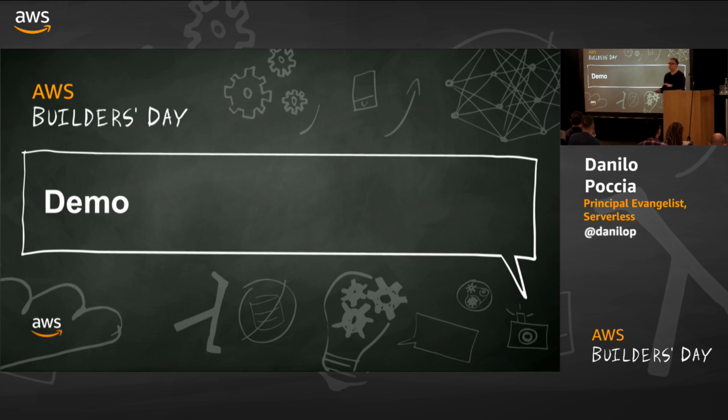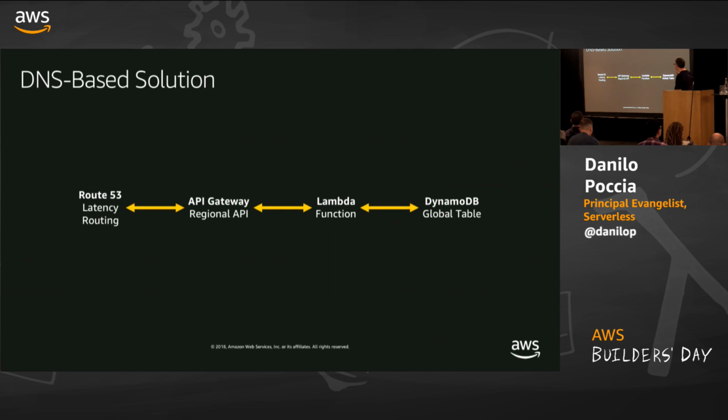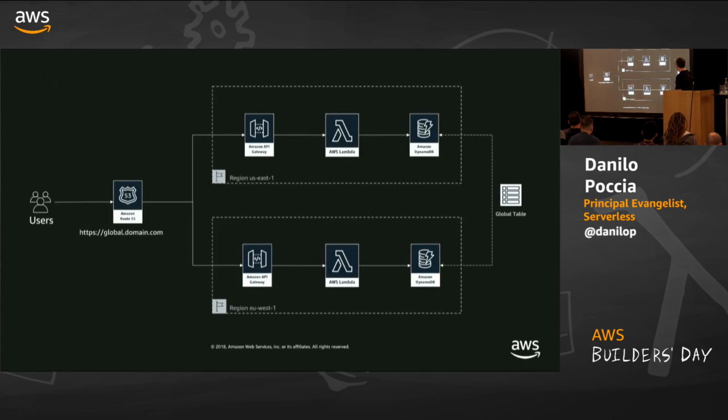So at this point, we can set up a demo and see how this works. We can do the DNS-based solution. The DNS-based solution is we create a DynamoDB global table in 2 or more regions. Then we deploy Lambda functions in those regions. We put the API gateway with a regional API endpoint. And then we use Route 53 with latency routing to balance across all the different regions. And this is the overall architecture that we get.